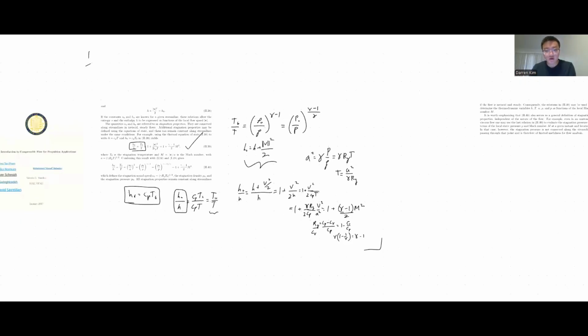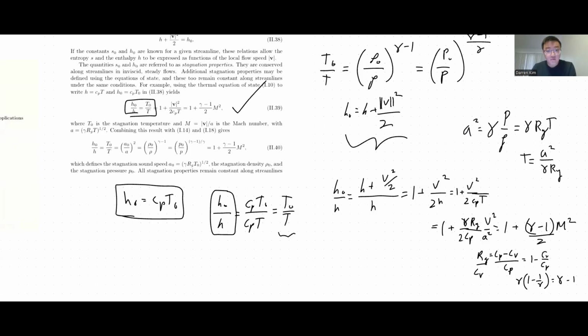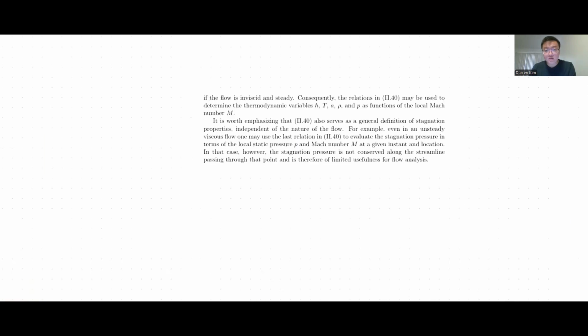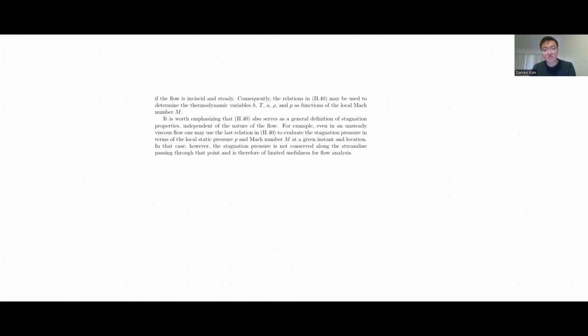Let me just read this portion over here because it's still writing. I mean, we read the other one, right? Let me just make sure. So, let's also have a main property. Okay, yes, streamline properties, stagnation properties. Yeah, okay, we're good. If the flow is inviscid and steady, consequently, the relationship of 2.40 may be used to determine the stagnation variables as a function of local Mach number. It is worth emphasizing that equation 2.40 also serves as a general definition of stagnation properties, independent of the nature of the flow. For example, even in steady viscous flow, one may use the last relationship 2.40 to evaluate the stagnation pressure in terms of the thermodynamic static pressure P and Mach number M at a given instant and location. In that case, however, the stagnation pressure is not conserved along the streamline passing through that point and is therefore of limited usefulness for flow analysis.